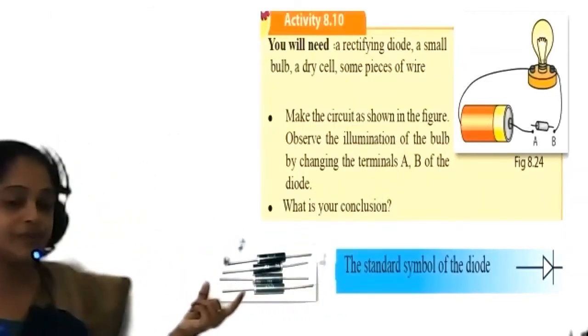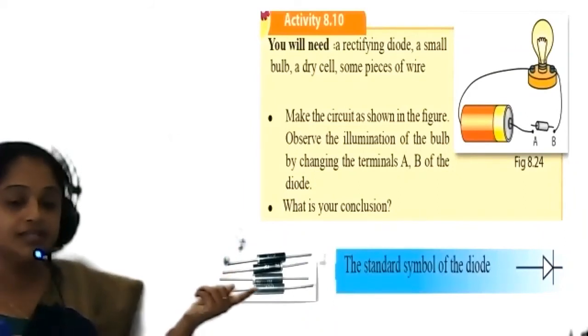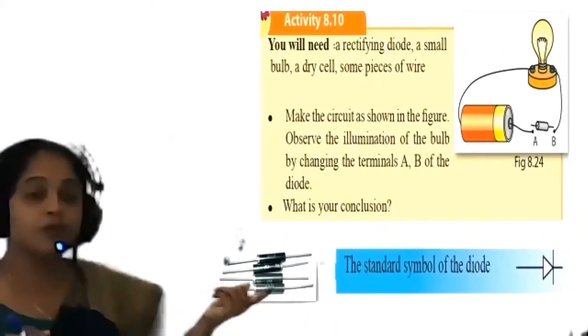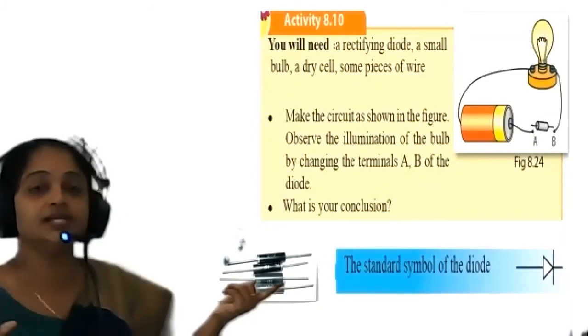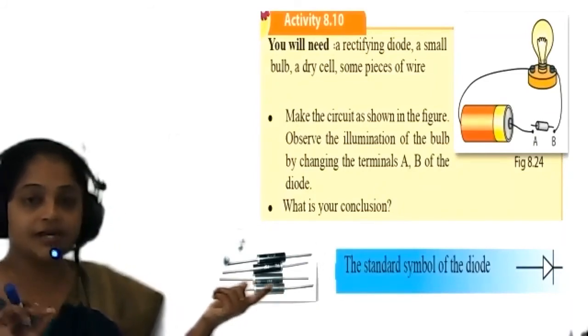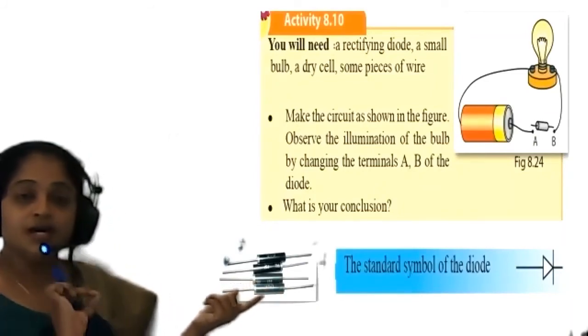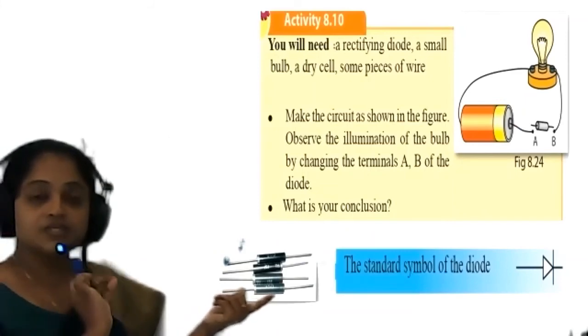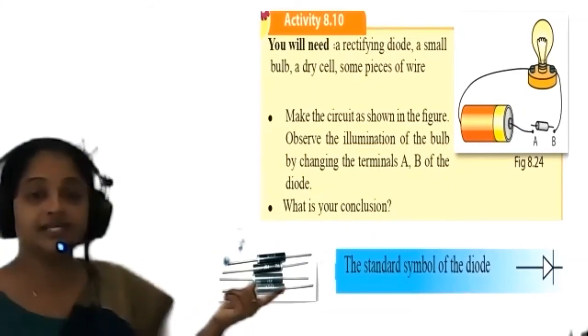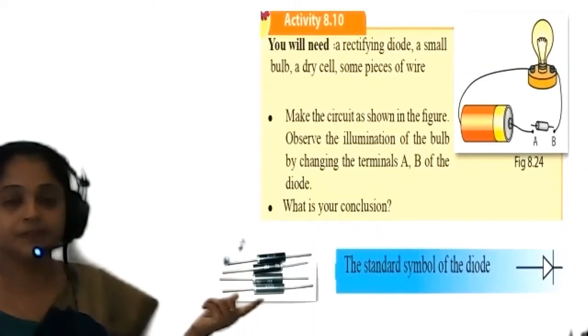Children, there is a very special thing in a diode. The electric current passes from the positive terminal to the negative terminal. In a diode, electric current conducts from positive terminal to negative terminal. Keep it in your mind.